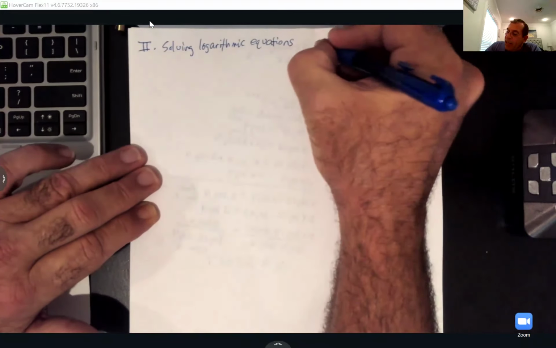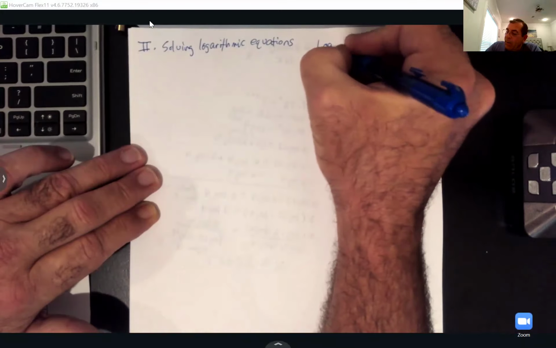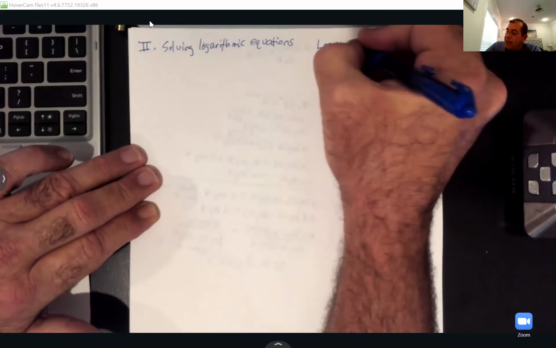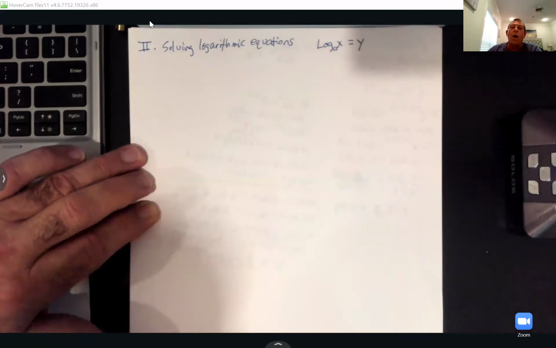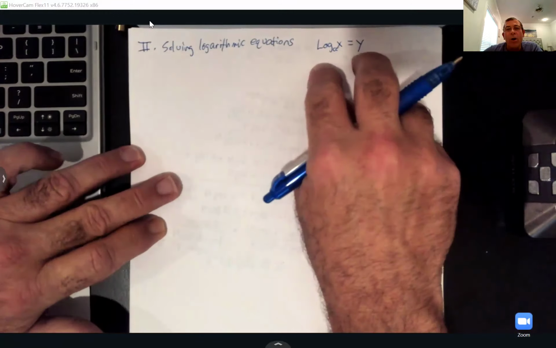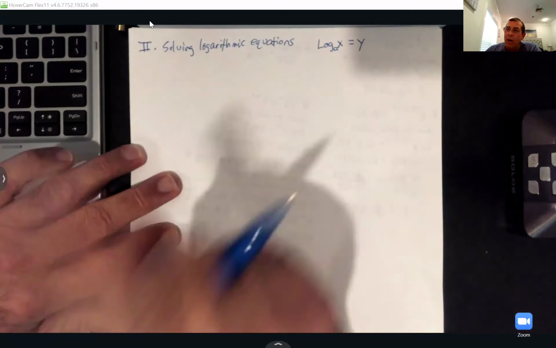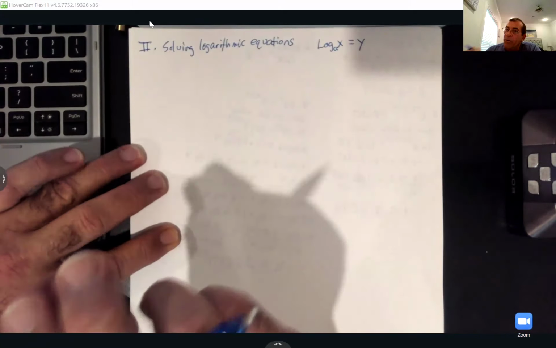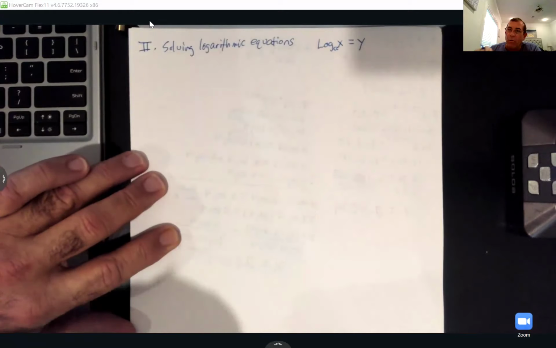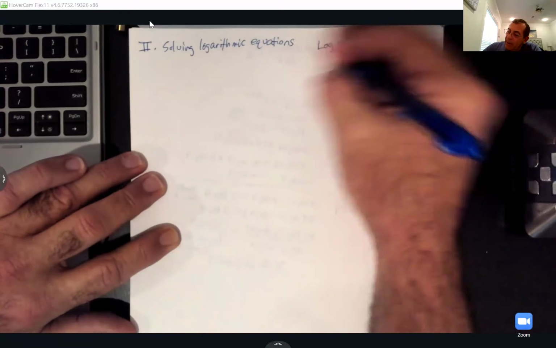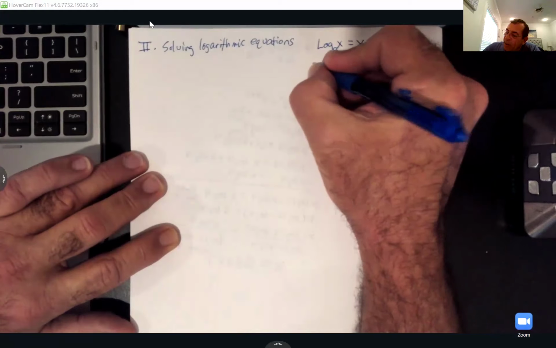So remember, those will be like log base A of x equals y. So they have logs in them, okay? This is where all those log rules from the other day come into play. I had a product rule, a quotient rule, and a power rule, okay? So let me write them up here real quick.